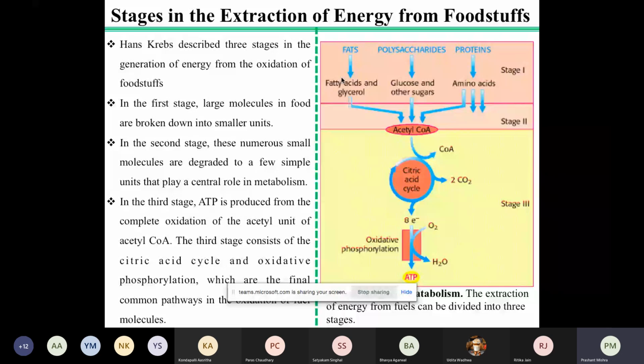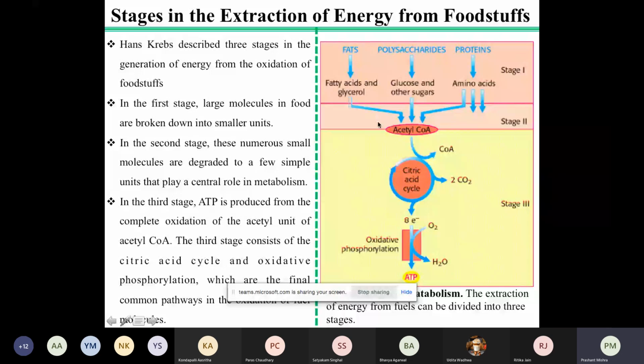all of them produce a central molecule. So in the second stage, the process is to produce a molecule which is acetyl CoA, and this is a two carbon molecule. It just contains two carbons. So suppose I have a glucose, it will be metabolized to acetyl CoA. Suppose I have an amino acid, it will be produced in the form of acetyl CoA, or it will enter into the citric acid cycle somewhere in one of the components of the citric acid cycle.